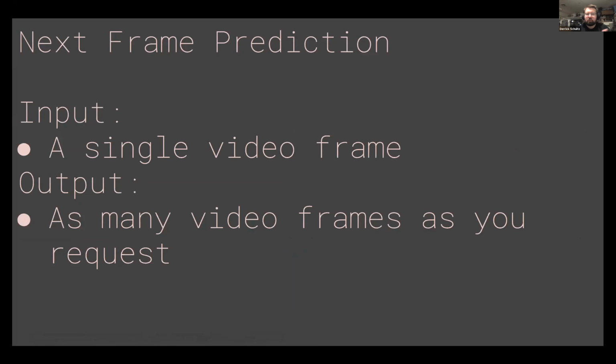But that's the idea. So basically the input, once it's been trained, is a single video frame, and the output is a sequence of video frames where you get the first frame, it produces a frame from that, then it takes that frame and produces another frame from there. So it's sort of almost like a feedback model.